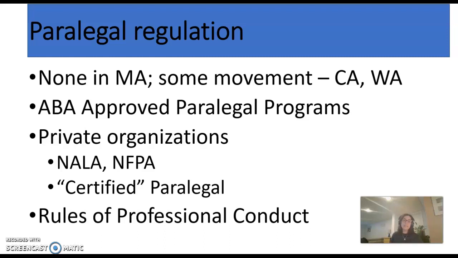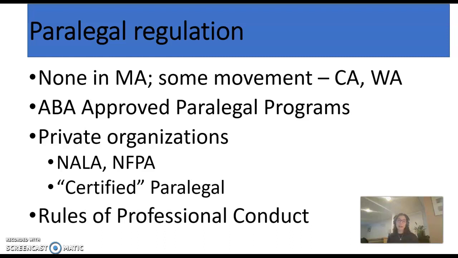What's interesting is there is a bit of movement in the legal profession to license paralegals. There's been movement in California, in Washington State, but not here in Massachusetts, and it's certainly not uniform around the country. Just something interesting as we move into the future that you may see regulation of this profession. Obviously, there are ABA approved programs, and you can see that on job ads as well. You can see employers looking for that because that lets an employer know that you have a significant foundation in the law. You have experience drafting documents, conducting legal research, and really preparing you for the profession.